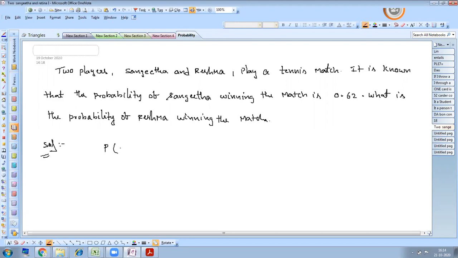P of winning the match by Sangeeta is 0.62. That means P of losing the match by Sangeeta will be equal to 1 minus 0.62, which is nothing but 0.38. Losing the match by Sangeeta is nothing but P of the match winning by Reshma, that is 0.38. So these are complementary events. If one is winning, automatically the other one is losing. So not winning for Sangeeta comes under winning for Reshma. So simple.